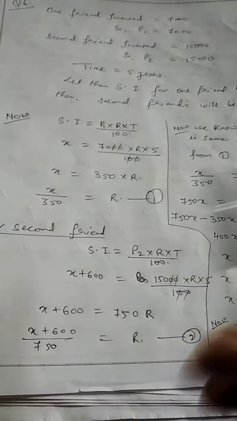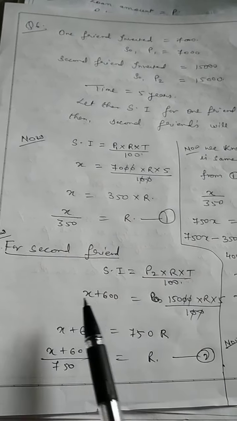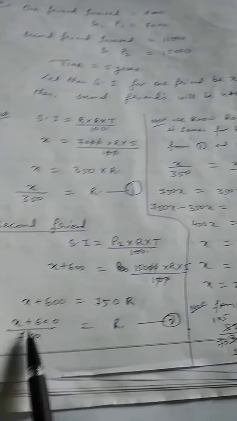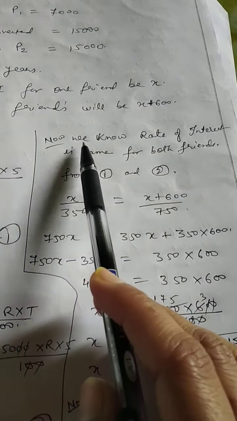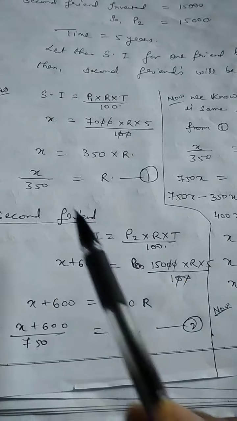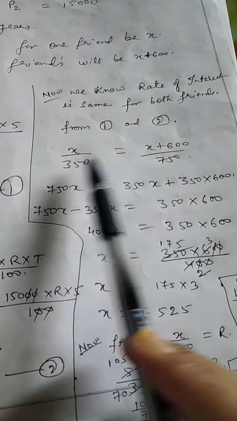Now according to the question, the rate of interest for both the friends is the same. So this rate of interest is equal to this rate of interest. From equation 1 and 2, this is also R and this is also R. So we can equate it. So we have equated it. Now we will cross multiply this.